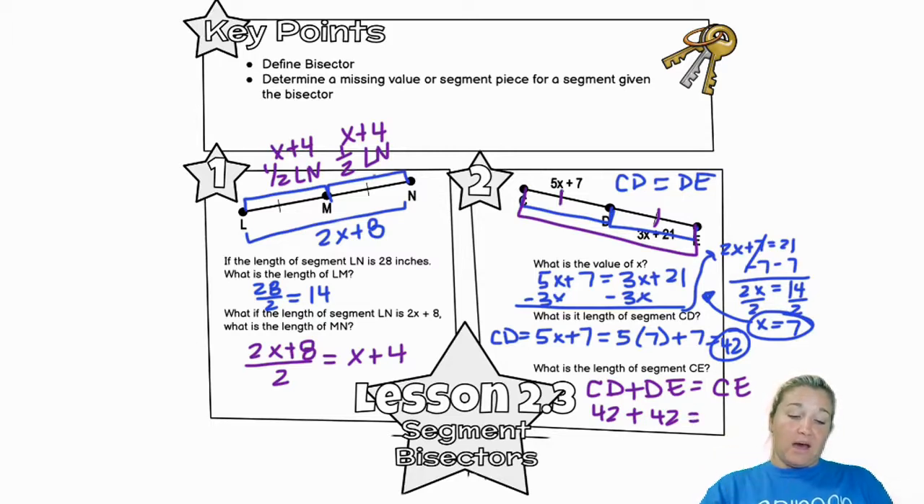So then I can just add those two pieces together. These are both 42. You can go back and plug in 7 into this expression right here. You're still going to get 42. So 42 plus 42 gives me 84. So the length of CE is 84.